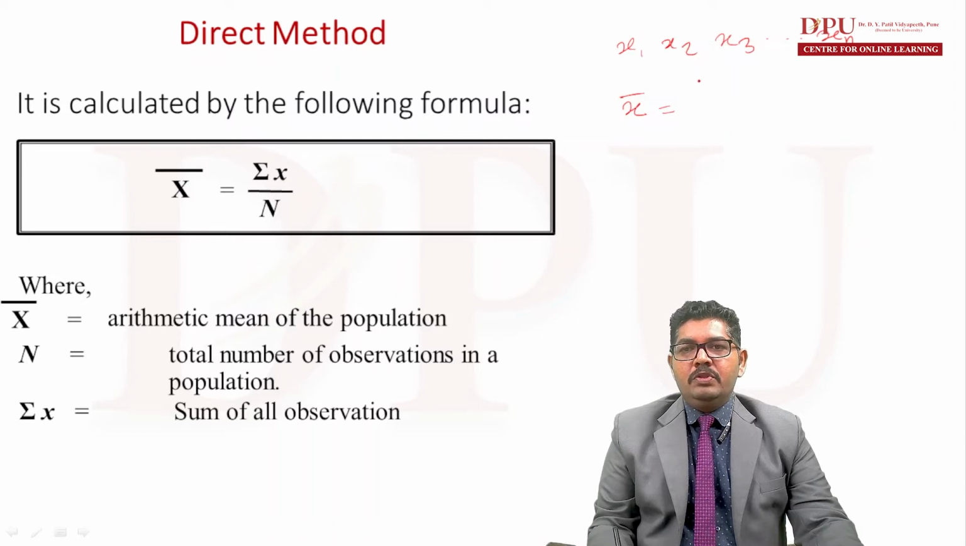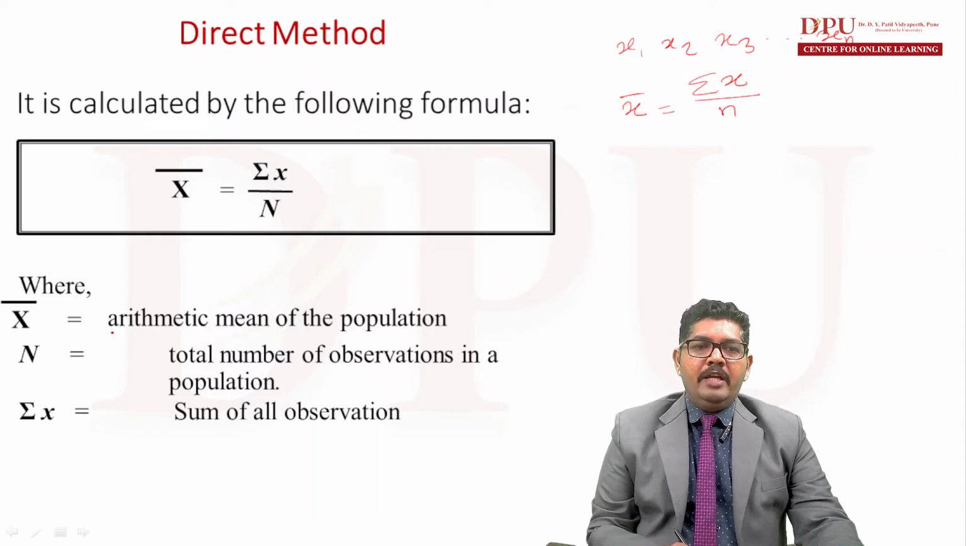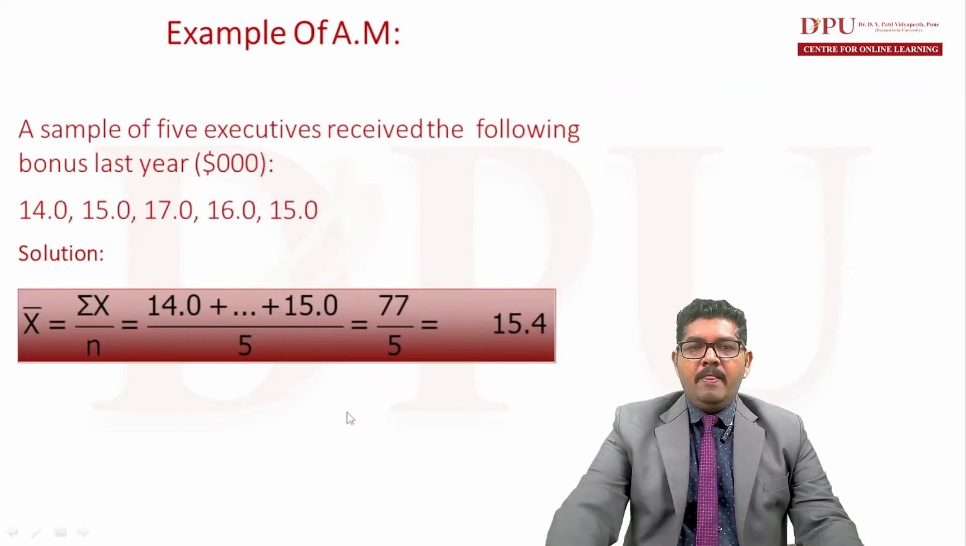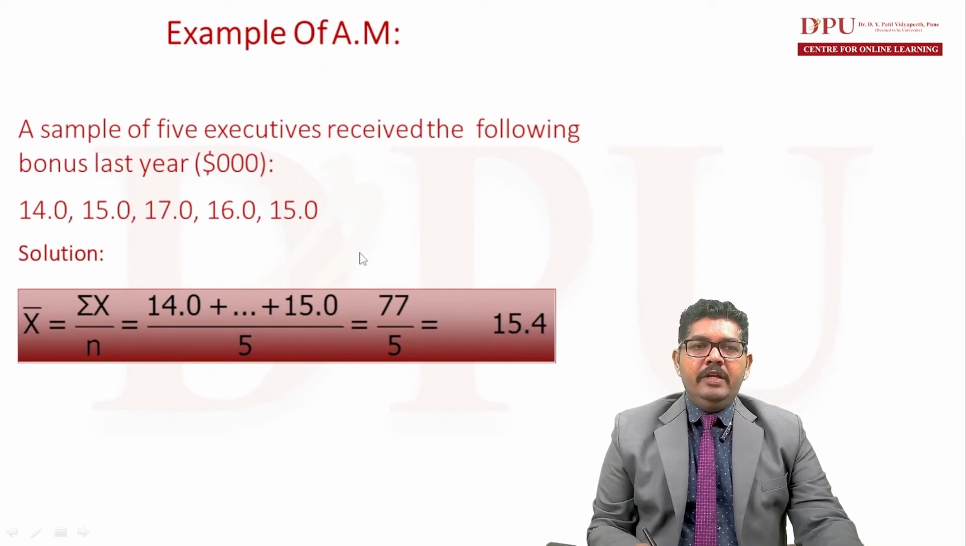This is equal to the summation of all x, the summation of all these variables, divided by the number of variables n. Where x bar is the arithmetic mean of the population, n is the total number of observations in the population, and summation of x is the sum of all the observations. An example is given here. We have already discussed one example, still we will discuss this.